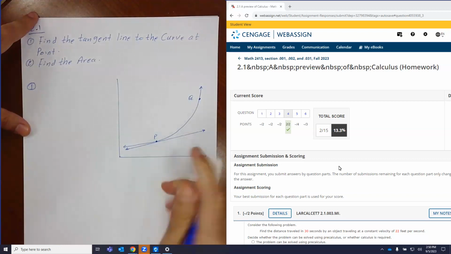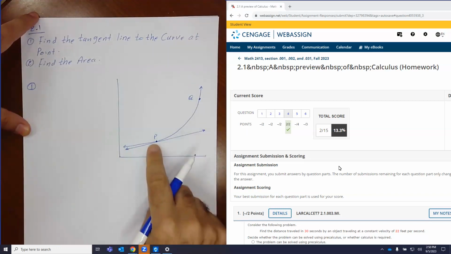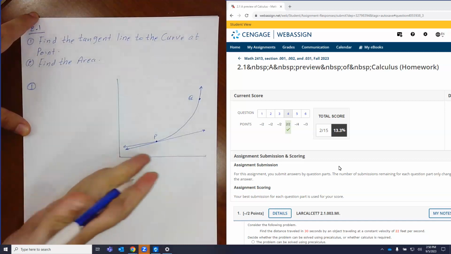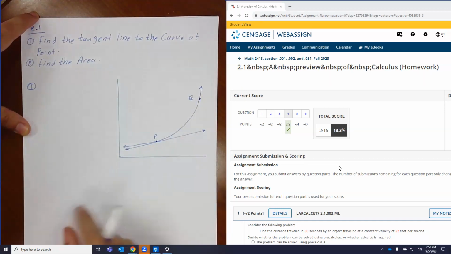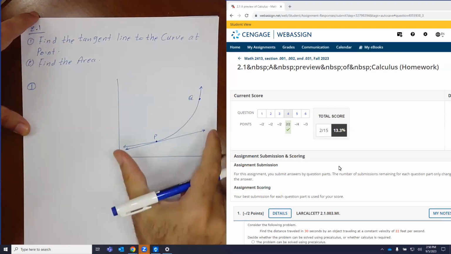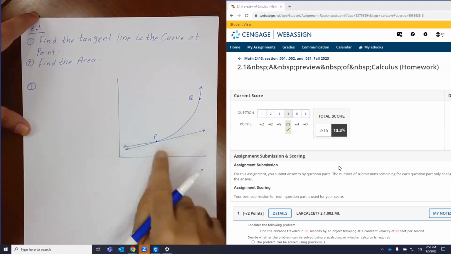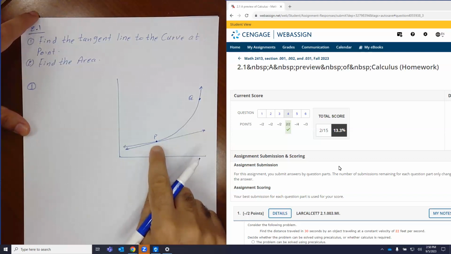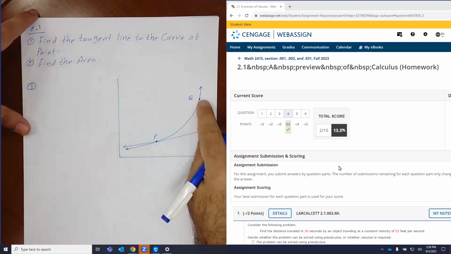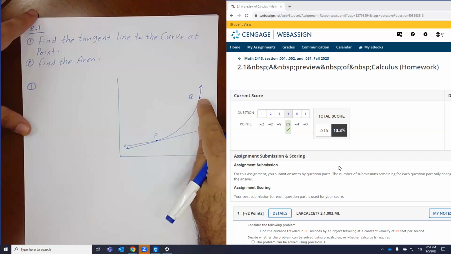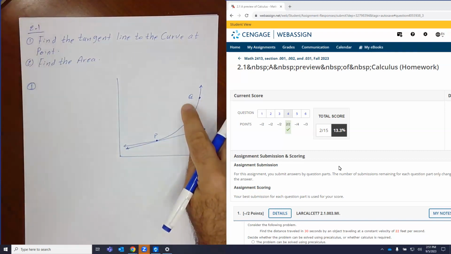Let's say here's our tangent line at the point P, and it's tangent, like it touches the curve at this point. We need to find this line. And for this line, the only point we know is the point P. So in this case, we're going to assume that there is another point on the curve. This point is called Q.